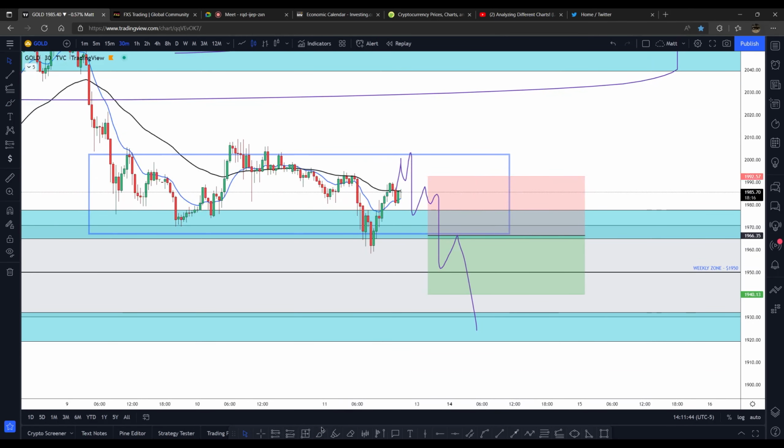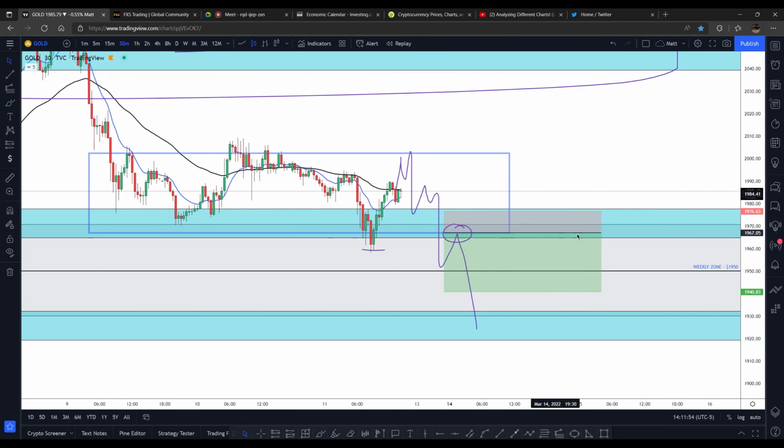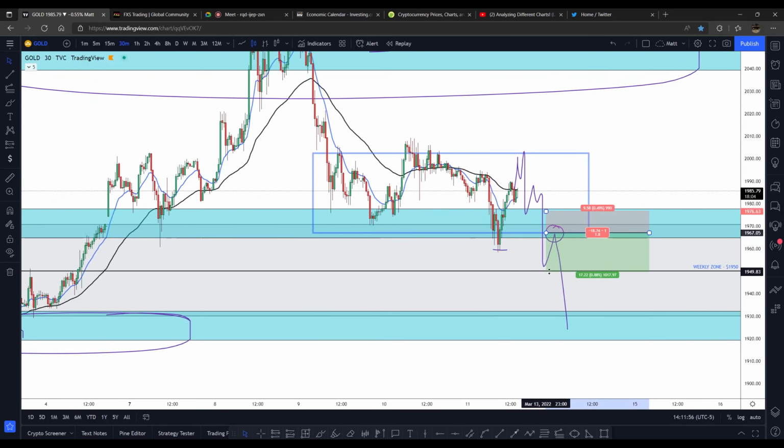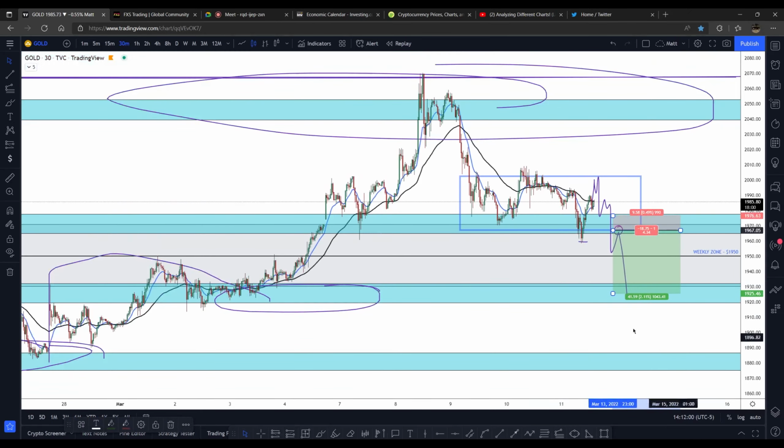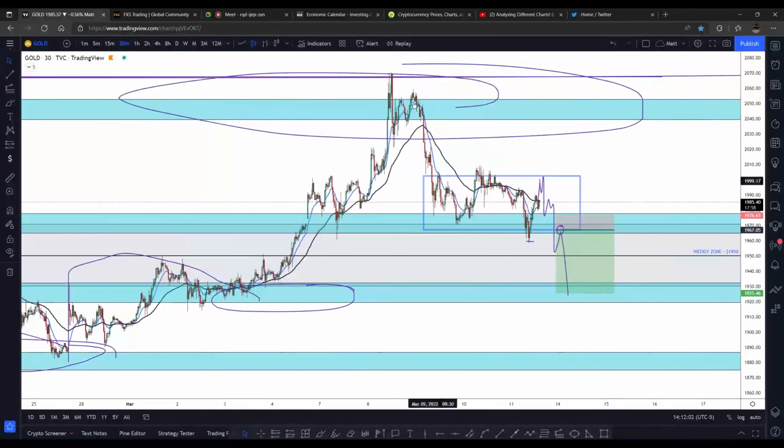So a push below these lows, a probable retest of the lower portion of this range. This is where I would look to sell. And then your take profit could be around the midpoint, around 1950 or lower, right? So if you're anticipating a continuation of this, like I discussed, from point A to point B, from one daily zone to the next, this is where you can also look to take profit.